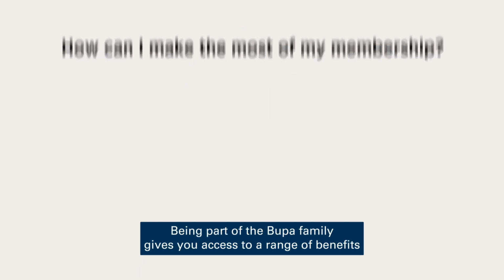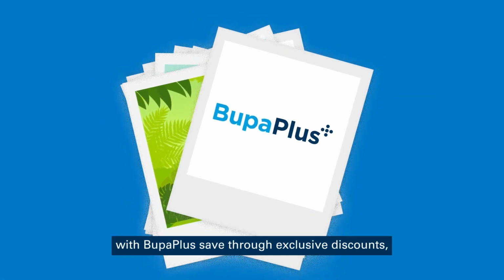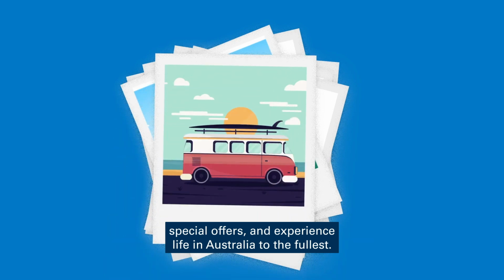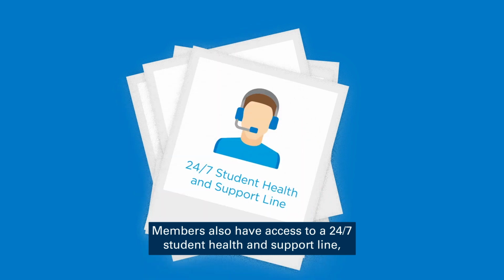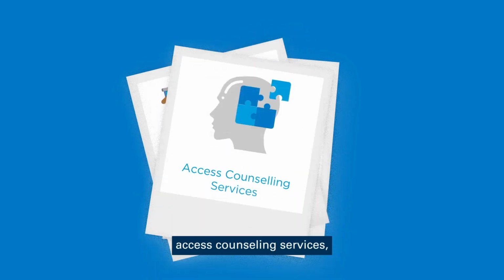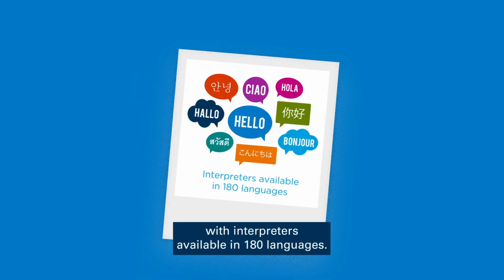How can I make the most of my membership? Being part of the Bupa family gives you access to a range of benefits with Bupa Plus. Save through exclusive discounts, special offers, and experience life in Australia to the fullest. Members also have access to a 24/7 student health and support line. Speak to a registered nurse, access counselling services, or receive advice on home, property, legal or general tax inquiries with interpreters available in 180 languages.